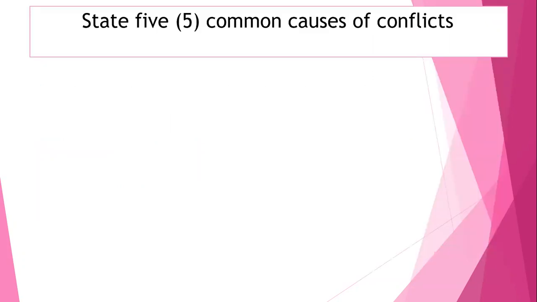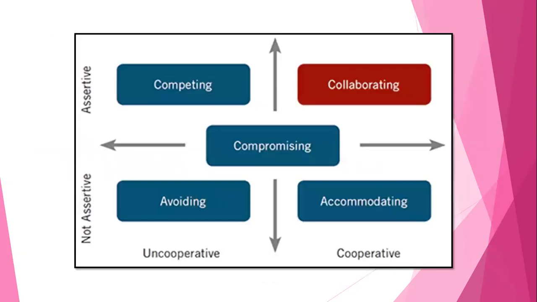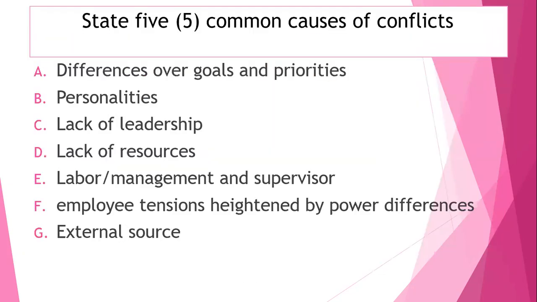What are the 5 common causes of conflicts in an organization? Firstly, we would consider differences over goals and priorities. Secondly, personalities, lack of leadership, lack of resources, labor management and supervisor, employee tensions heightened by power differences, external source. I would spend some time on each one of them, starting with the first one. The first one says differences over goals and priorities.